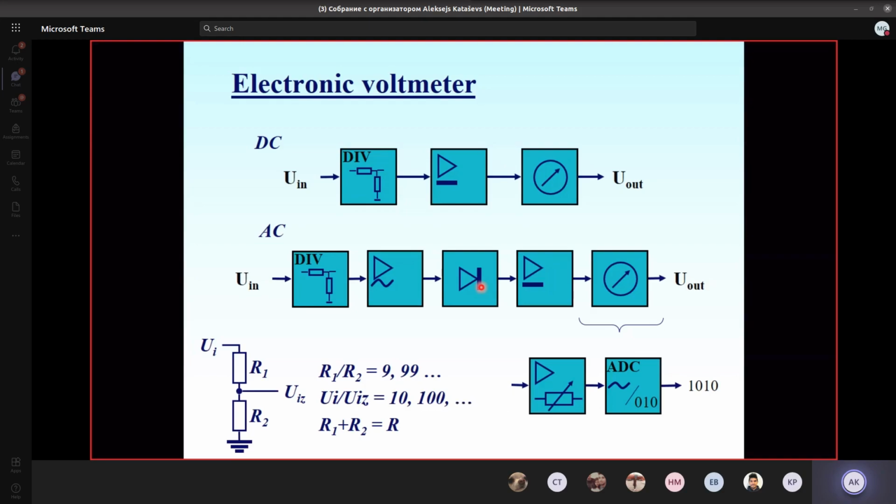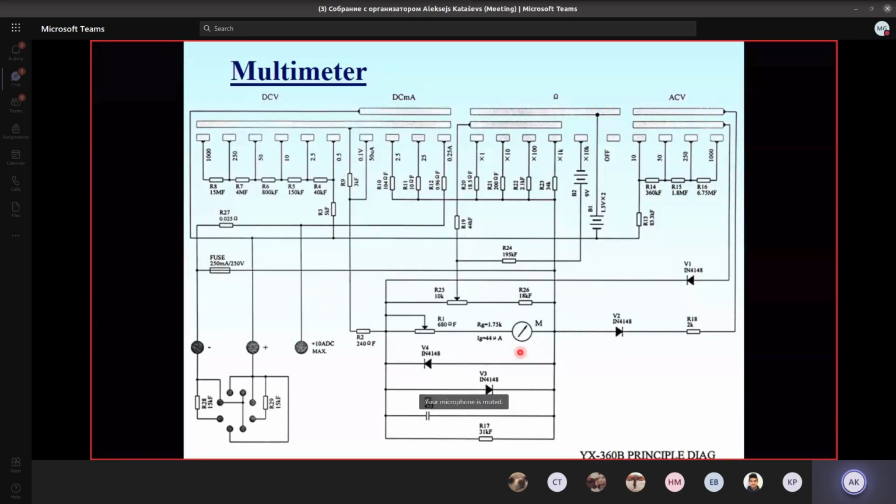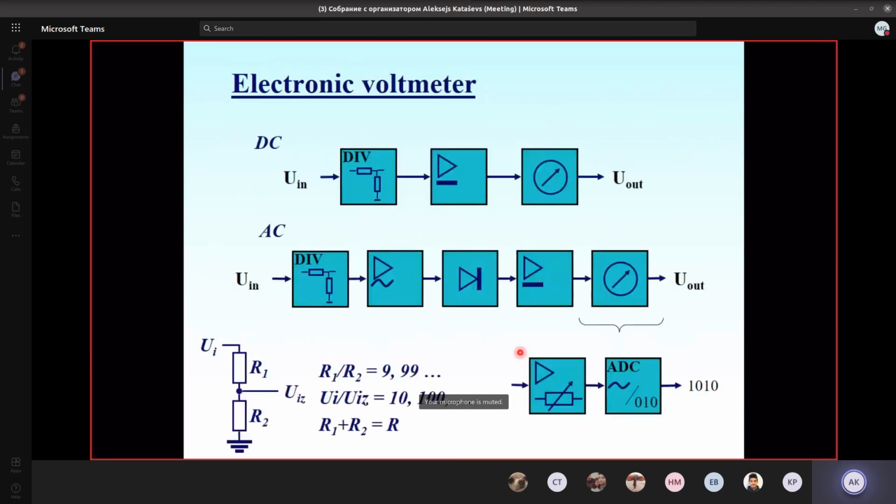As it was previously, we have seen this circuit with a direct rectification. Such a circuit is not optimal because the forward drop is about 0.8 volts for silicon diodes, or 0.3 volts for germanium diodes, and it provides some distortion in the measurement. For the accurate voltmeters, we have to use some kind of circuitry which compensates the non-ideality of the diodes.